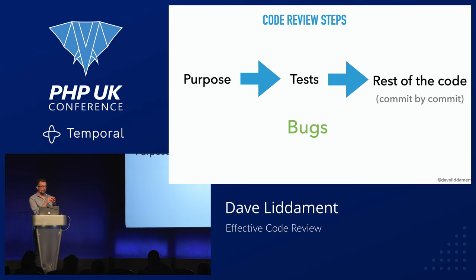So if you are reviewing the tests and you think, hang on a minute, this test doesn't really match up with the purpose of this change, you might reject the code review at that point and say, I think you need to change this test to reflect what the requirement is. And then that will go back to the developer. They'll go and do their fix.